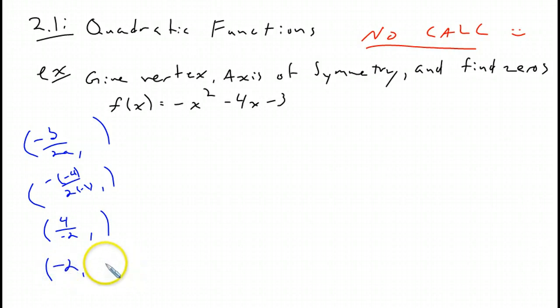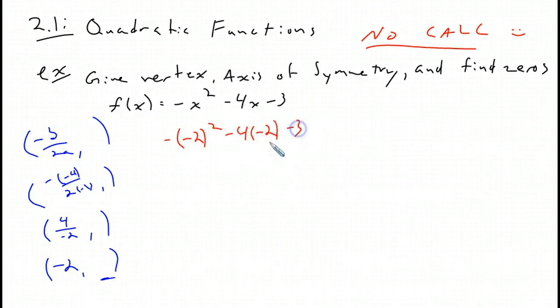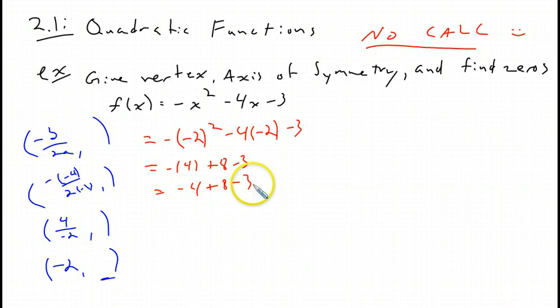So now I know the x part is negative 2, so I can go back into my equation and plug in negative 2 to find what is missing for the y part of my vertex. Well, when I do that, I have negative 2 squared minus 4 times negative 2 minus 3. This part is a positive 4, so I have negative 4. Negative 4 times negative 2 is plus 8, minus 3. So I have negative 4 plus 8 minus 3. Negative 4 and negative 3 make negative 7, plus 8 is 1. So my vertex is negative 2, 1.